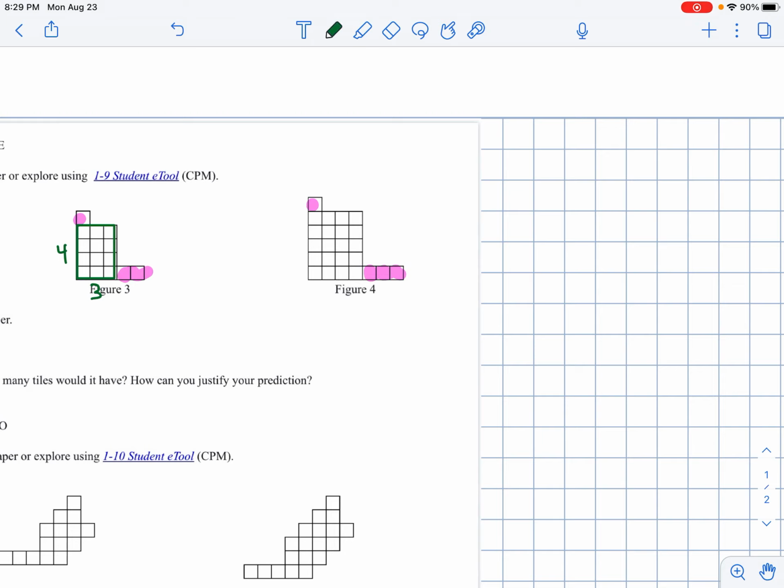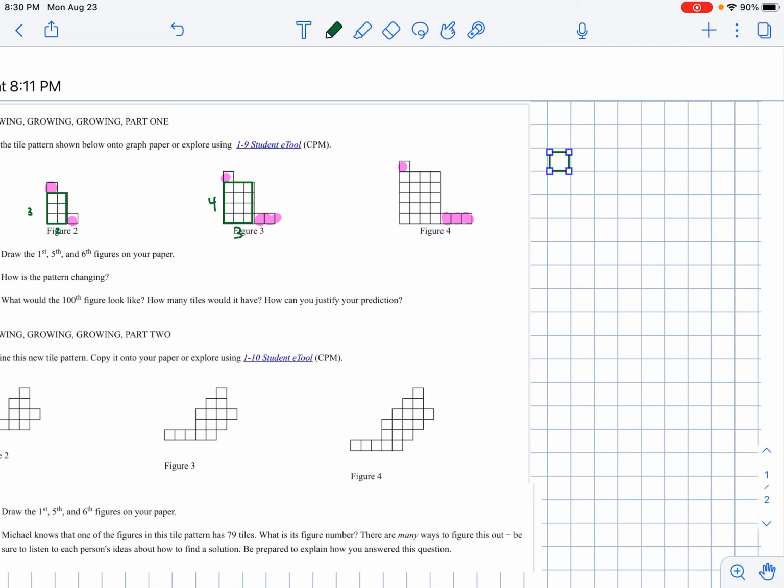So first I'm going to have this little nub up here. That's one piece there. Okay. Then how many tiles would be in the tail? Figure 4 had a tail of 3, so figure 5 would have a tail of 4. That's correct. And also figure 4 had a rectangle with dimensions of 4 this way and 5 this way.